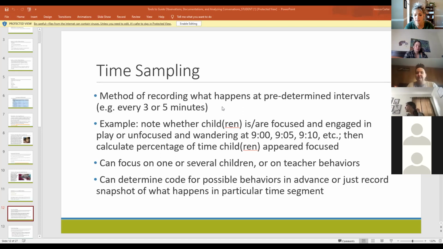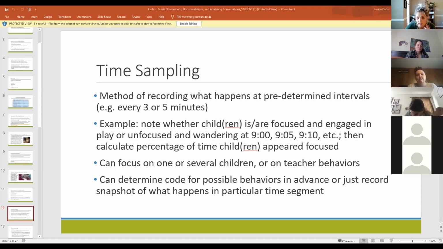And again, you can do this on one child or several children. Or this can be looking at teacher behavior. So an idea here might be, if you're trying, as a teacher, to use more positive language, you might ask your co-teacher to do this kind of time sampling on you, where she or he would take notes on the times that you used no or more restrictive language with the children. So this can be used in a couple different ways in the classroom.